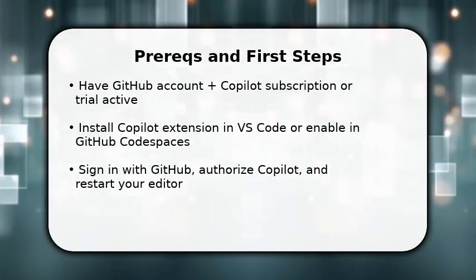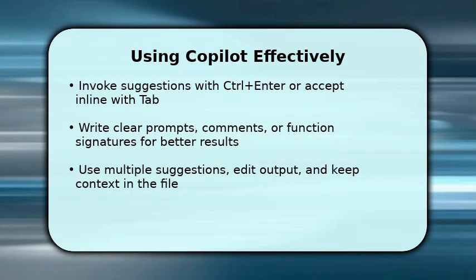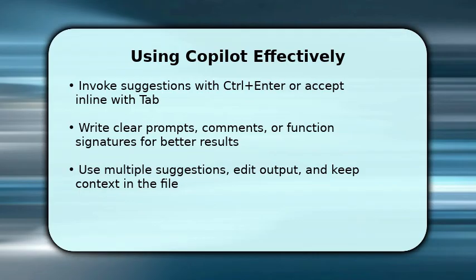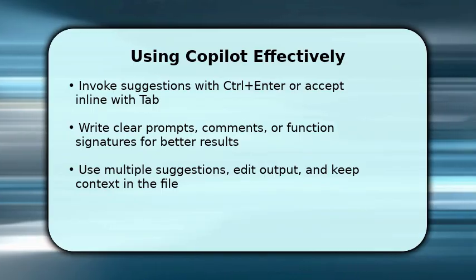You now focus on execution. Write a descriptive comment or function signature to frame the task, then trigger Copilot with the key combo or start typing for inline suggestions. Once done, review alternatives with the suggestion list and pick the one that matches intent. Make local edits to tailor style and variables.